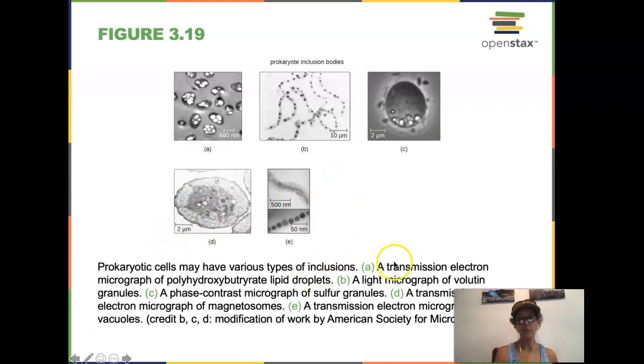And there are different types of inclusions. They might be lipid droplets, they might be volutin granules, sulfur granules, magnetosomes. Some prokaryotes actually have chemicals that allow them to magnetically attract iron as a nutrient. And so there's lots of different ways that prokaryotes can concentrate chemicals that they need.